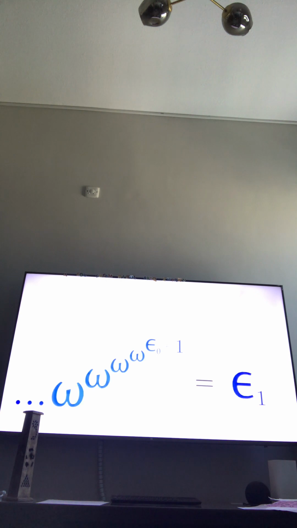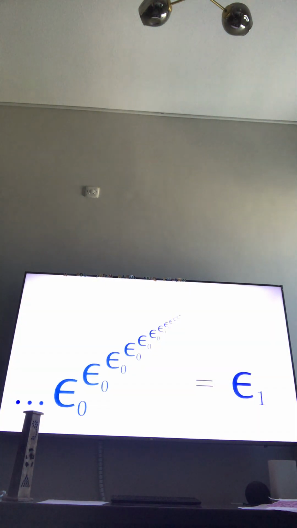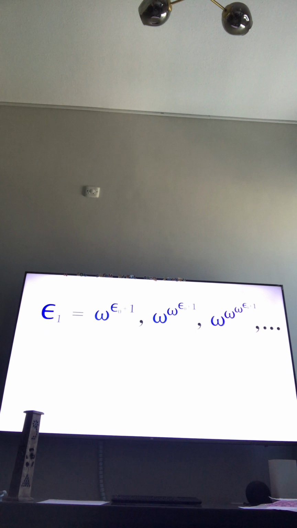This is the same as an infinite exponentiation of epsilon naughts. The counting sequence for epsilon 1 is omega to the epsilon naught plus 1, omega to the omega to the epsilon naught plus 1, omega to the omega to the omega to the epsilon naught plus 1, and so on and so forth. Let's have f epsilon 1 of 3. That's equal to f omega to the omega to the omega to the epsilon naught plus 1 of 3.